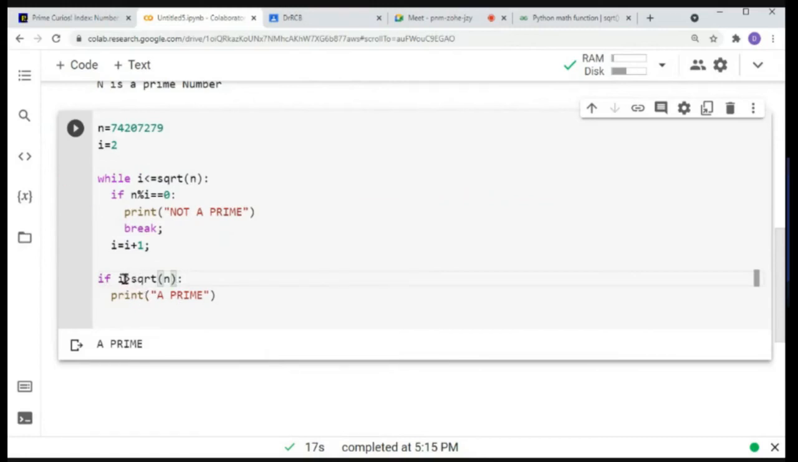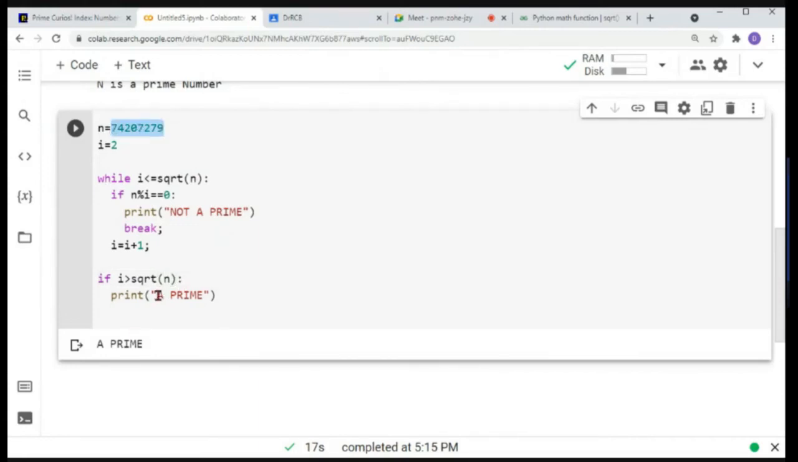See here, if the value of i is greater than the square root of n, it indicates that the control has reached this point via this particular path. It means there was no solution up to the square root of n. That is, from 2 to the square root of n, there was no number that completely divides this number n.